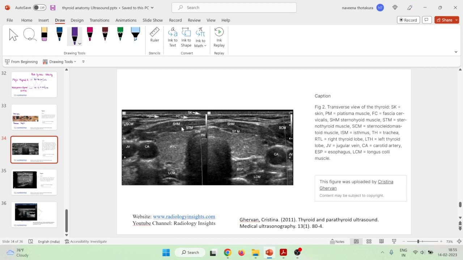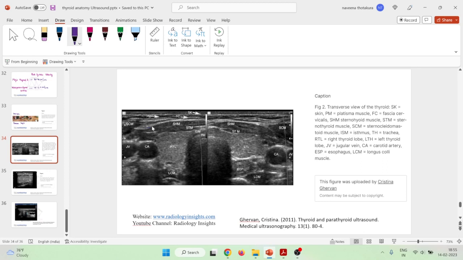So here this is the picture. Okay, this is the skin. Superficial part is the skin, followed by the platysma muscle. This black color you can see here, right? This is the platysma muscle. Below the platysma muscle, we have this whitish line here. This is actually the fascia. Okay, this is the fascia cervicalis, that is fascia of the neck.